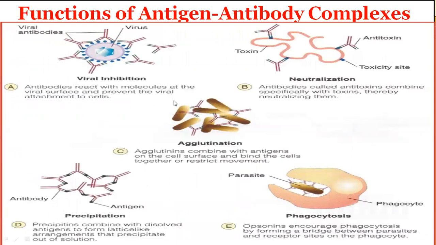So this is just a summary of the function of antigen antibody complexes in a diagram. So you have viral inhibition. Why? It's because you can have a virus here that has binding sites. The antibodies are specific to these antigens. They'll come and bind to the antigens, hence inhibiting this virus from invading or infecting other cells. Antibodies react with molecules at the viral surface and prevent the viral attachment to the cells. Then the other function, neutralization.